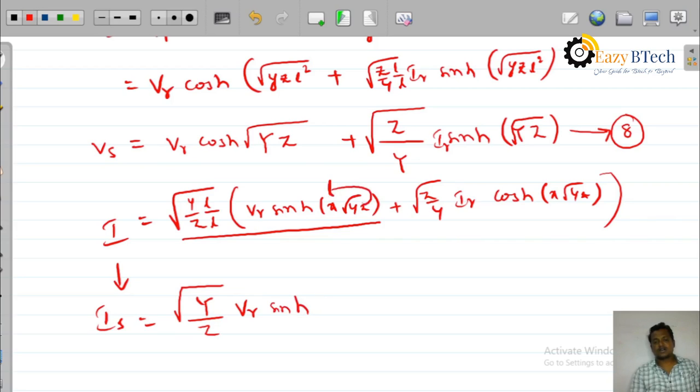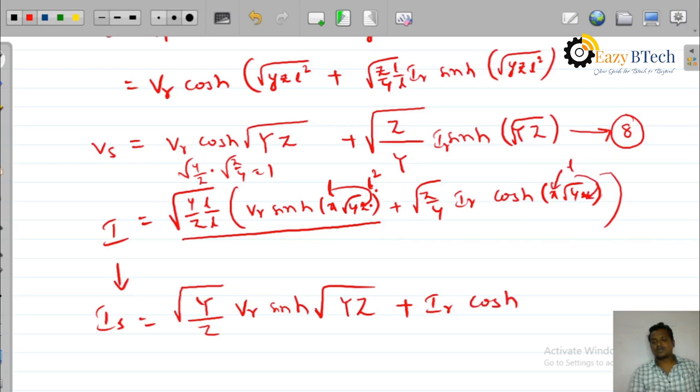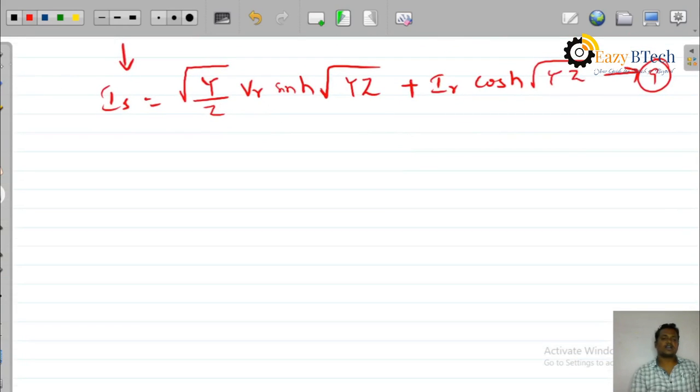Substitute X equals to L. Under root it becomes L square, Y into L, Z into L, it becomes capital Y into capital Z. Plus, multiplication of these two terms, root Y by Z into root Z by Y, becomes 1. Therefore, there is no such term. Therefore, it equals to IR into cosh, substitute X equals to L, under root it is L square, it becomes capital Y into Z. This is equation 9. These are the expressions for sending end voltage and sending end current.